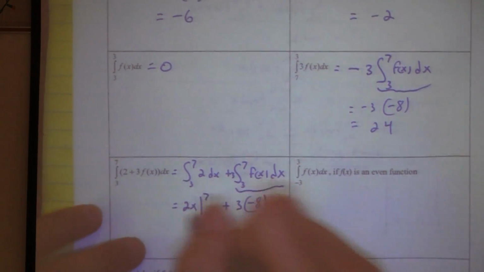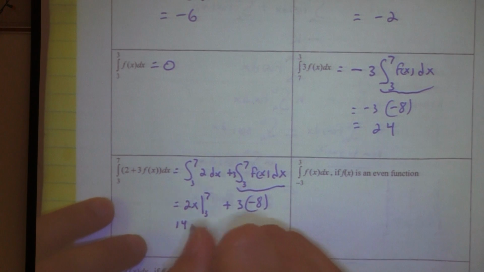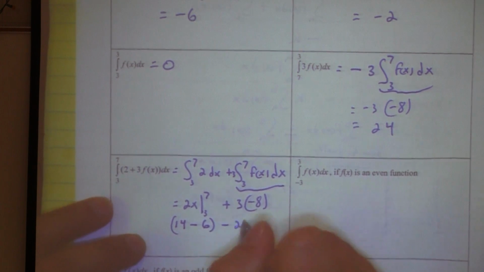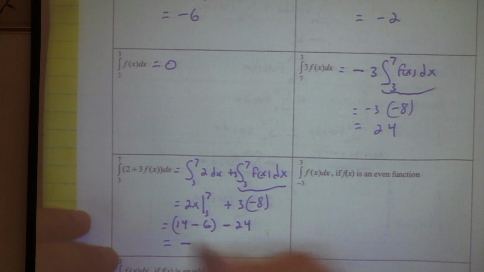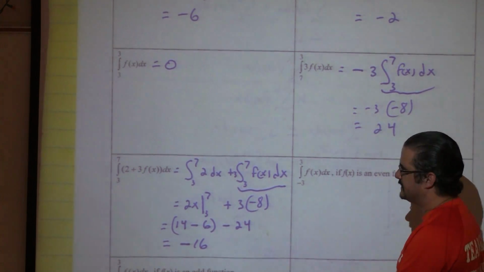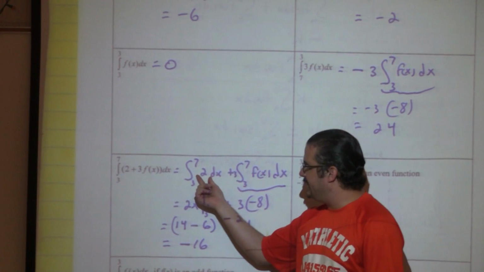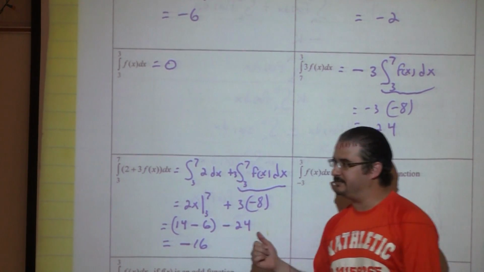So plug in the 7, what do we get? 14 minus, plug in the 3, 6. So all of that is what this is equal to, minus 24. What do we end up with? Negative 16. Negative 16. Good job. Just like yesterday on some of those problems we did, there was a number there, right? You had to remember that you need the antiderivative of that number, put that 2x there.